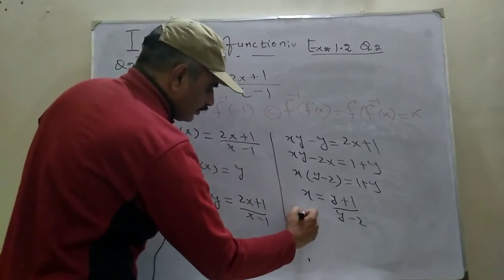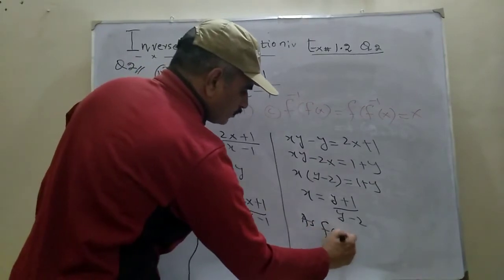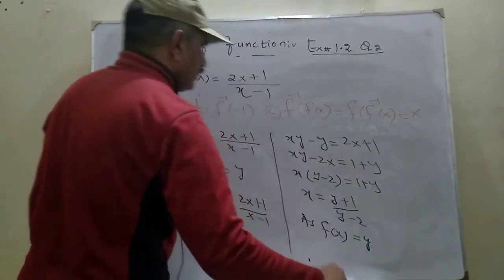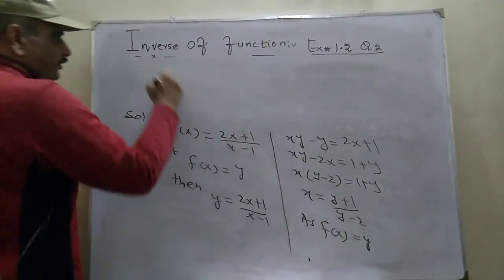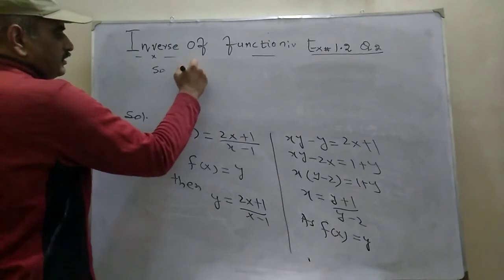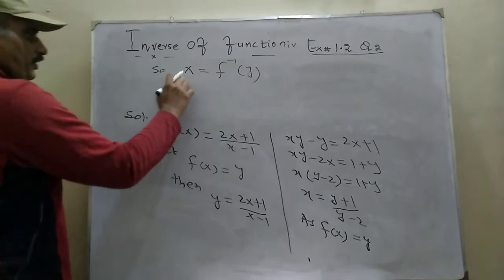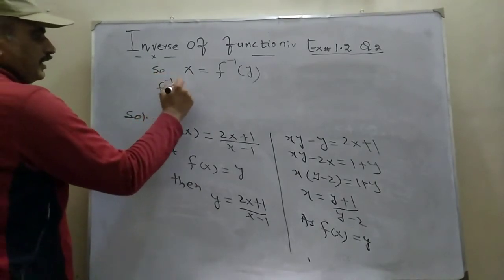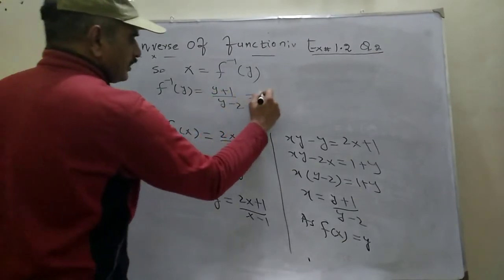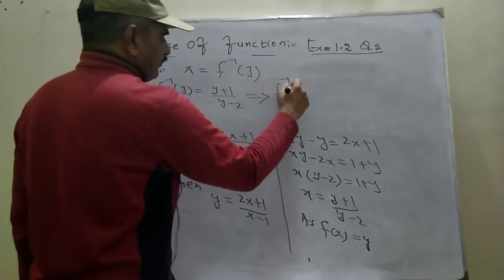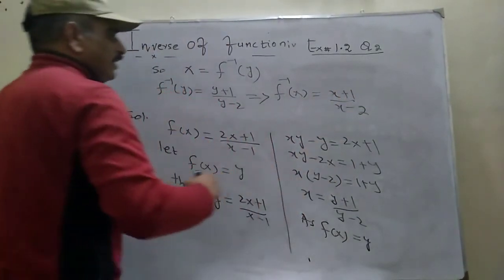So as f of x equal to y, x is equal to f inverse of y. We have the value of x, we put it here. So f inverse of y is equal to y plus 1 over y minus 2. Just replace y by x. F inverse x is equal to x plus 1 over x minus 2. That is our inverse function.